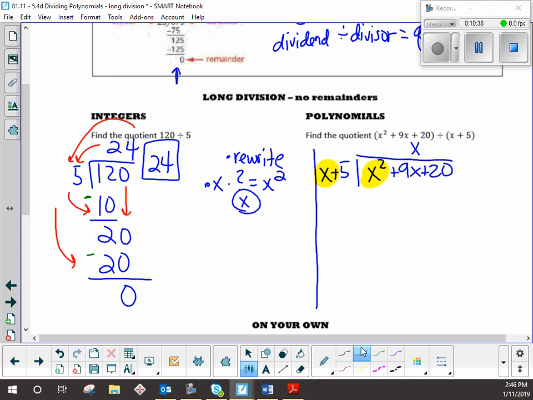So then the very next thing we did over there was we took that 2 times the 5. What does that look like over here? It looks like take the x times the x plus 5, that entire thing. So x times x is x squared, and x times 5 is plus 5x. Okay, so the next step was I did the x times the x plus 5, and now I'm going to subtract that.